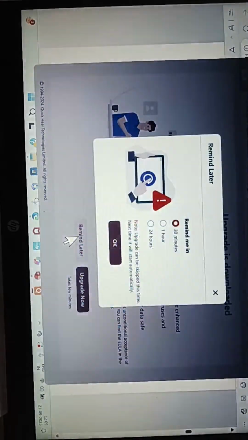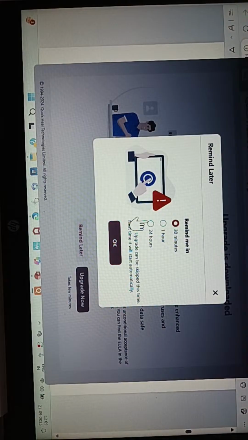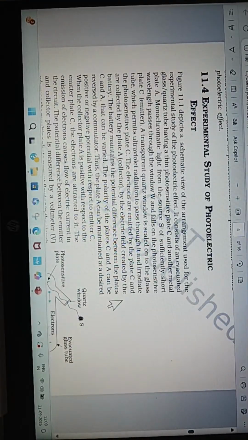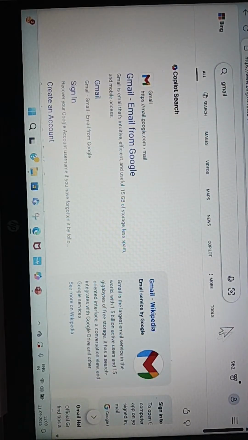Sir, I have to draw now, sir. Draw it, take time, no problem. That is only Photoelectric effect, right, sir? Photoelectric effect, definition, diagrams, all those things. What is photoelectric effect, like that. Yes, I'll draw it, sir.